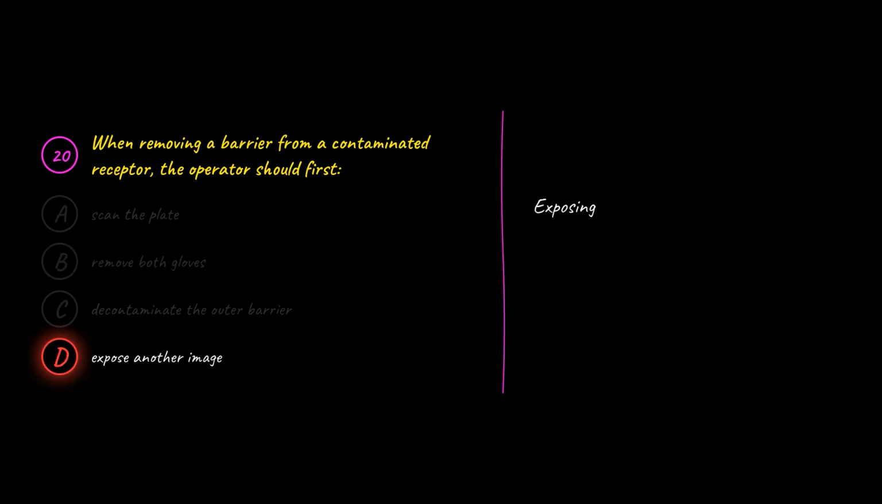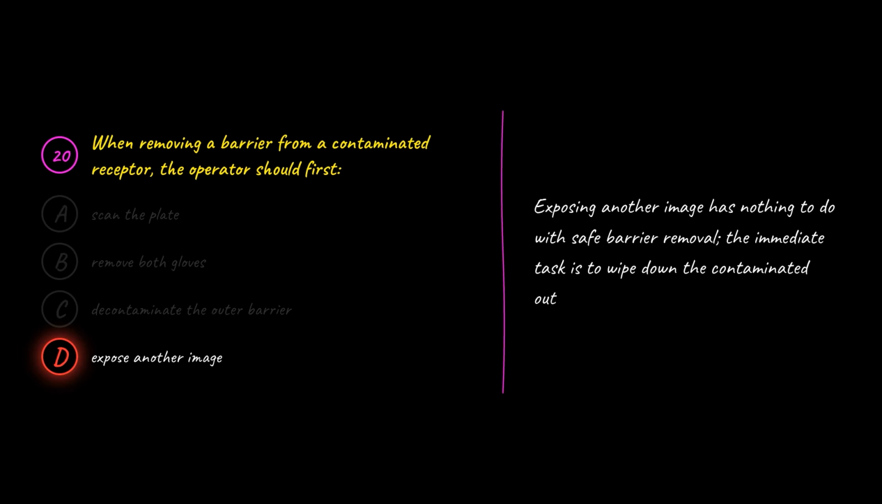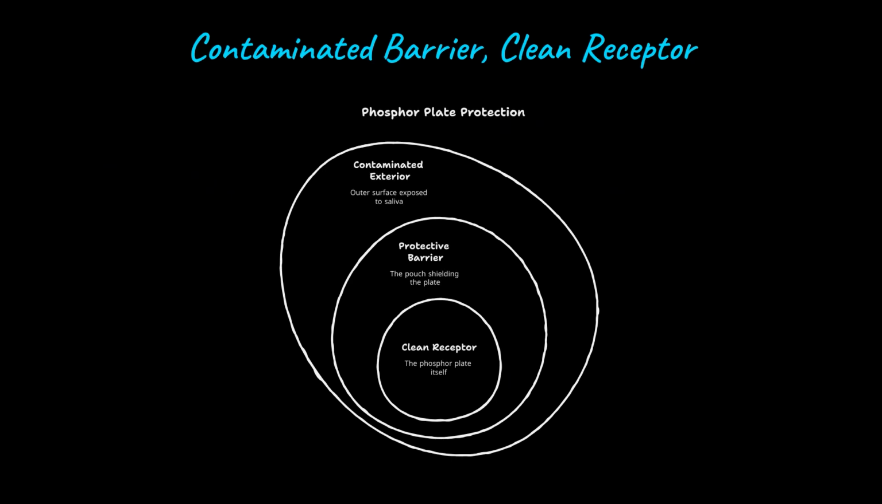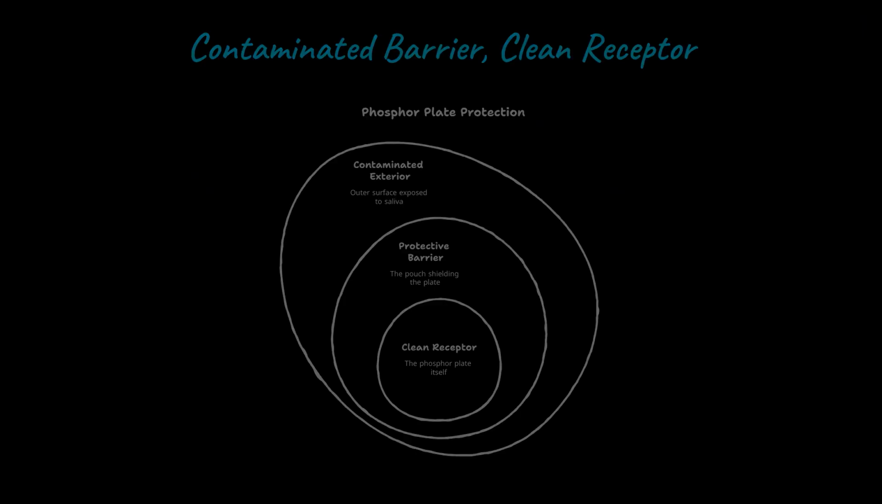D is wrong because exposing another image has nothing to do with safe barrier removal. The immediate task is to wipe down the contaminated outer barrier before it is removed. After a barrier-protected receptor is removed from the patient's mouth, its outer surface is contaminated. Understanding why the removal sequence matters is the key concept being tested here. The barrier did its job during exposure. The outer surface contacted saliva while the receptor inside remained clean. That distinction between the contaminated exterior and the clean interior is exactly what the safe sequence is designed to protect.